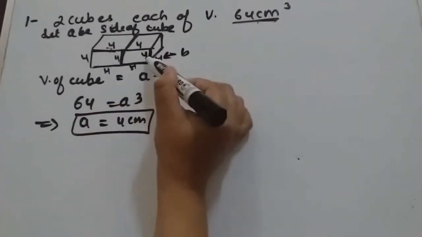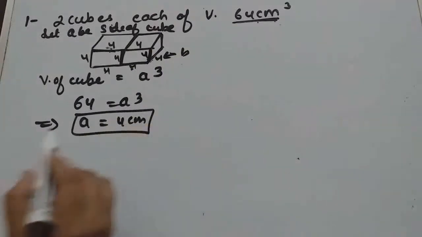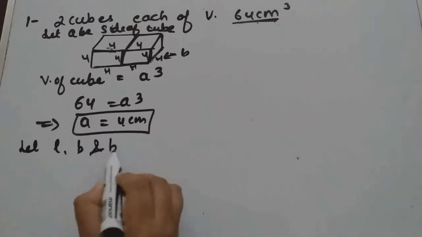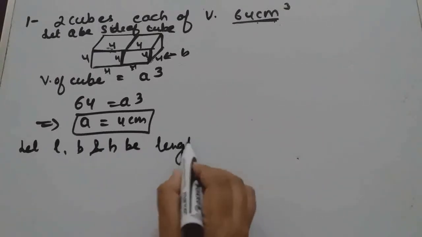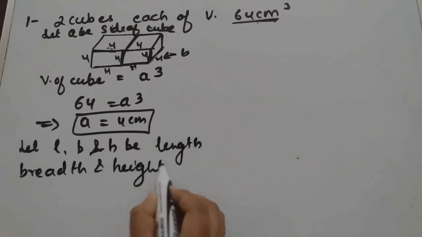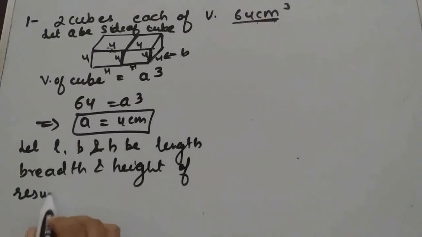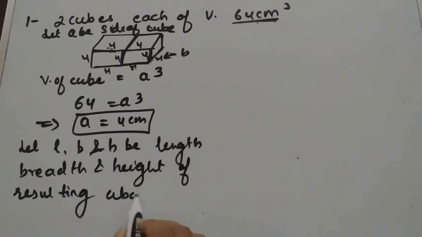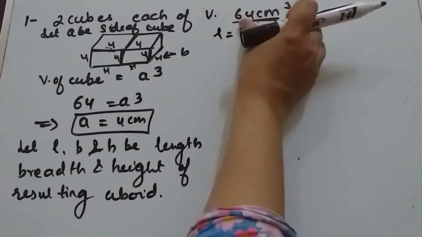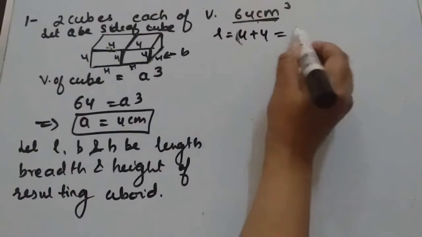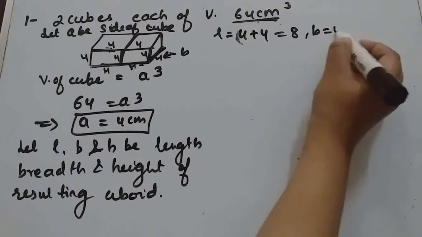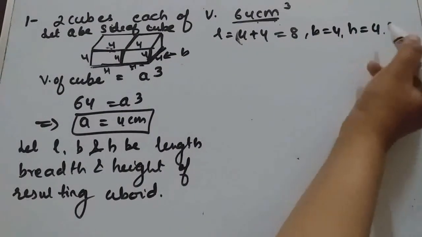So the resulting figure is a cuboid. Let L, B and H be the length, breadth and height of the resulting cuboid. So what will be L? L will be 4 plus 4, that is 8, because this is the complete L. And B is 4 only, and H is also 4.